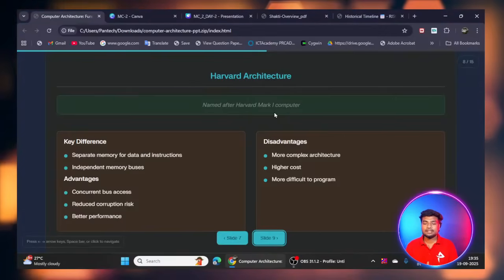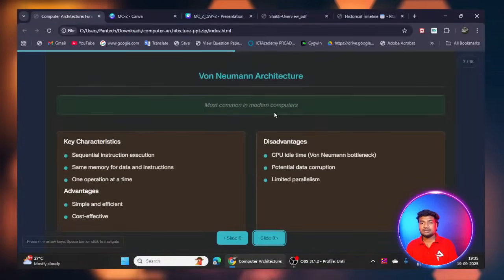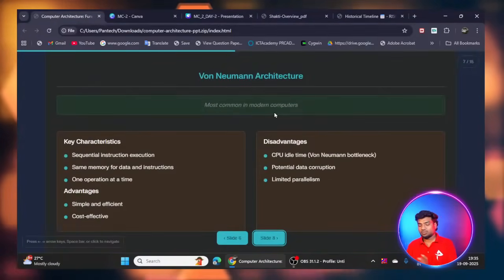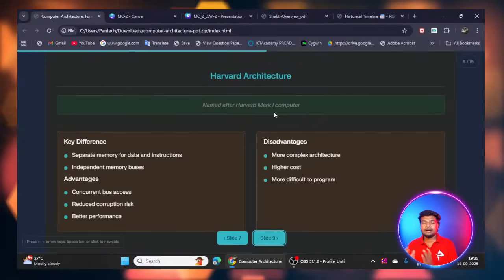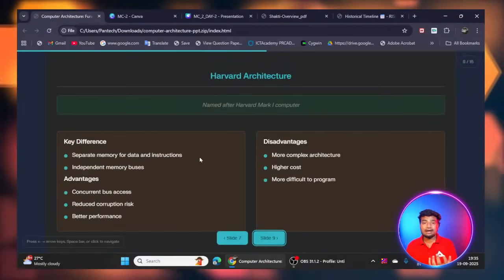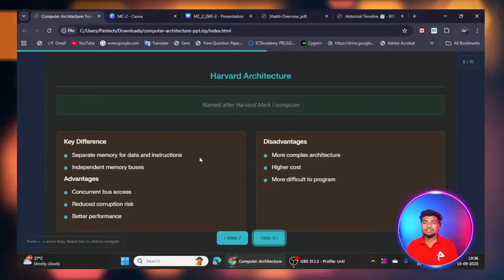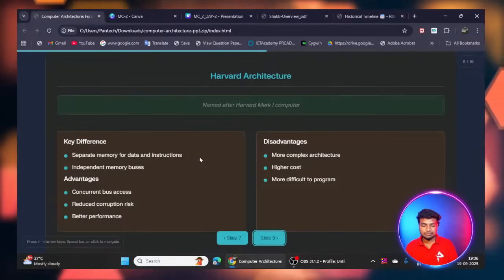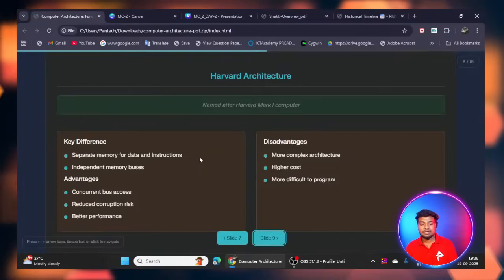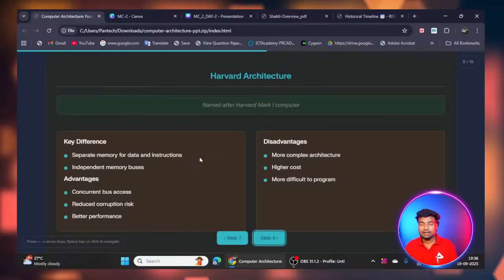In the von Neumann architecture, we store the address and data in a single memory. Here we are storing the data and instructions in separate memories. You can see there is separate memory for data and instructions, and then independent buses. Independent buses means the address bus, control bus, and data bus. The advantages are concurrent bus access, reduced corruption risk, and better performance.